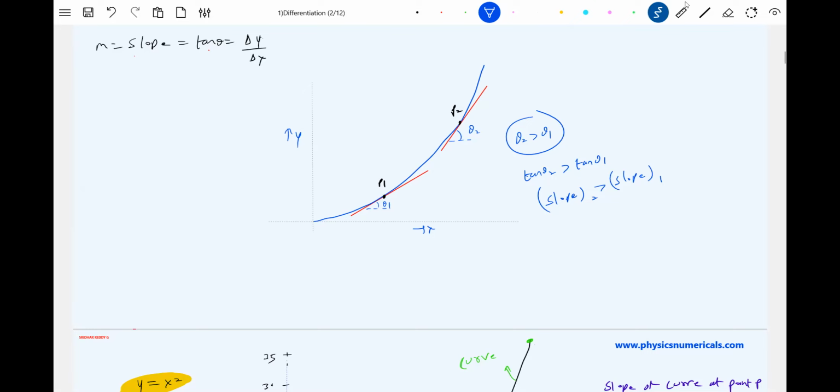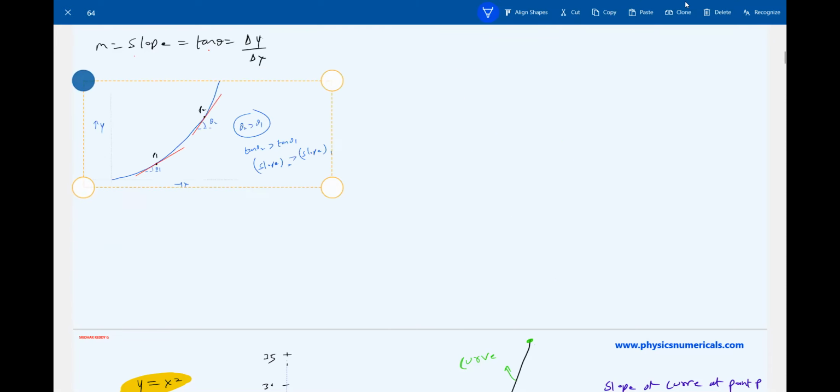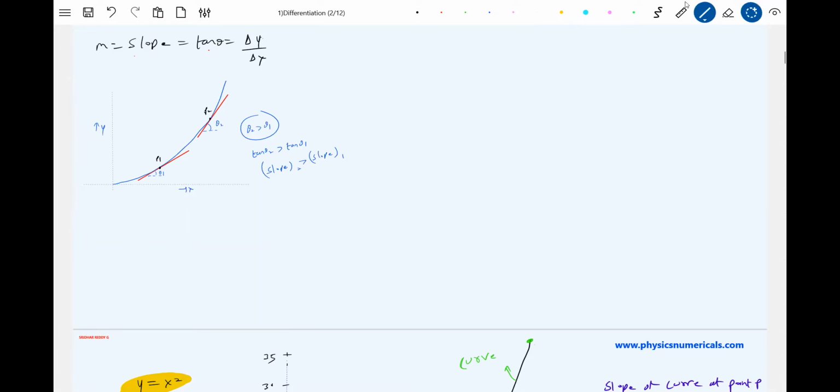Need not. It may be increasing or decreasing. So here we have a curve where the slope is increasing. Can you show it for decreasing also, so that we will be very thankful to you.